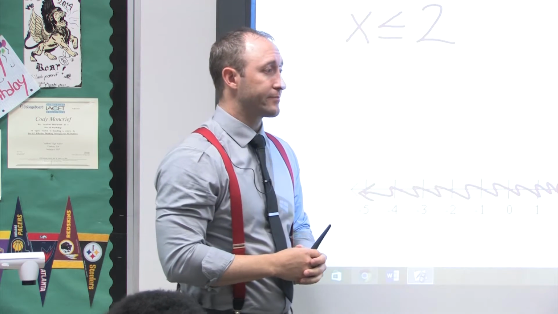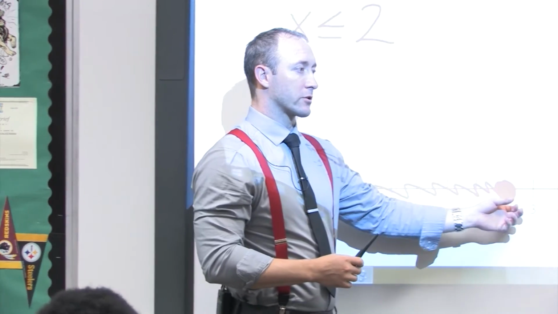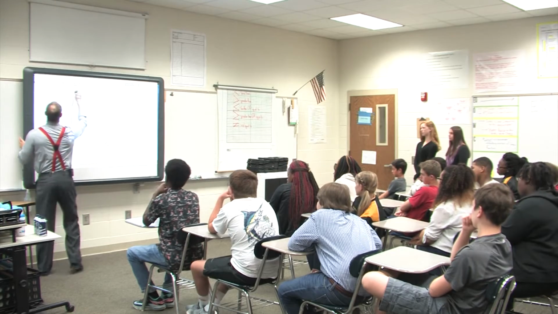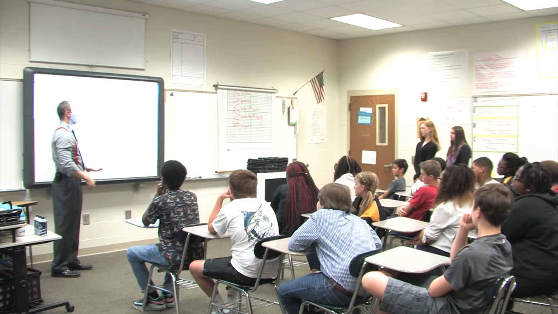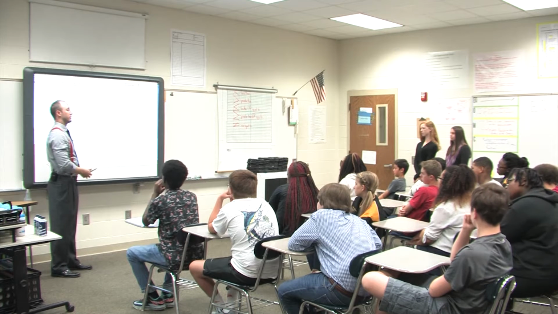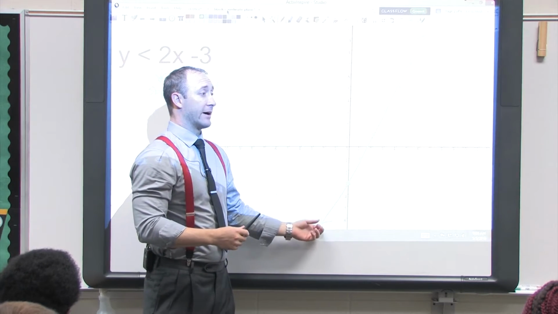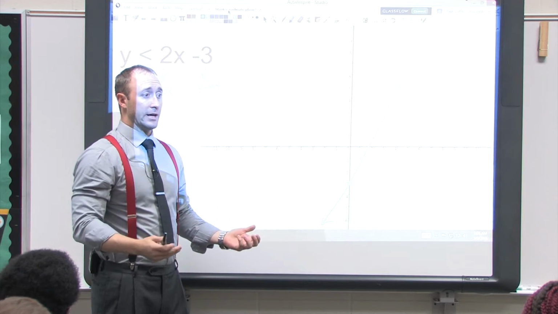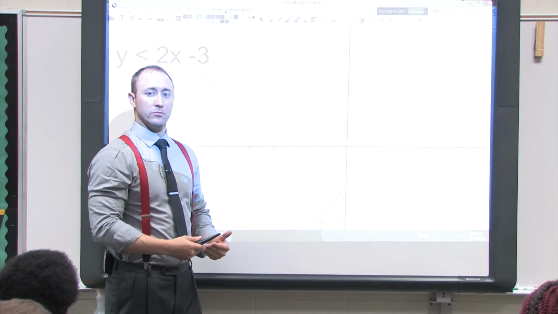What you got? Take a guess. The open circle or closed circle. Right. Open or closed circle. Perfect. We don't have an open or closed circle here, do we? What do we have here? We have a line. So we're going to have kind of like an open or closed line. Okay? How do you think we're going to show that?